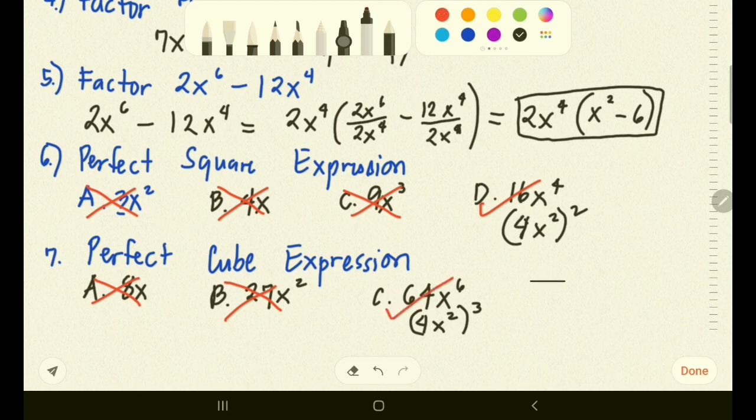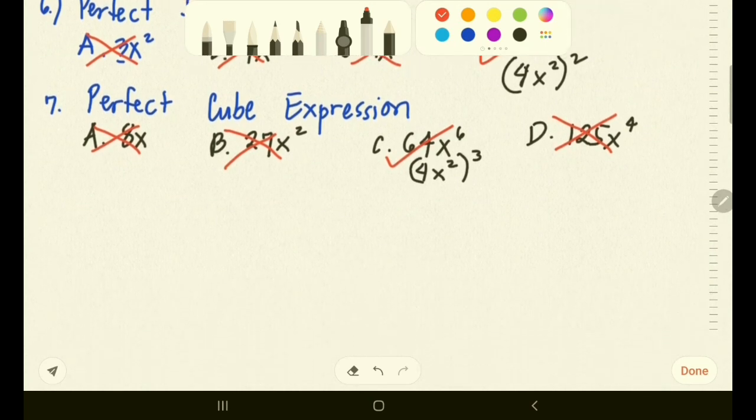But how about letter D? Letter D is 125x to the power of 4. Yes, 125 is a perfect cube. That is 5 cubed. But x to the power of 4 is not a perfect cube. So D cannot be a perfect cube expression.